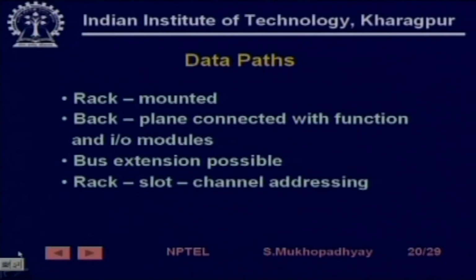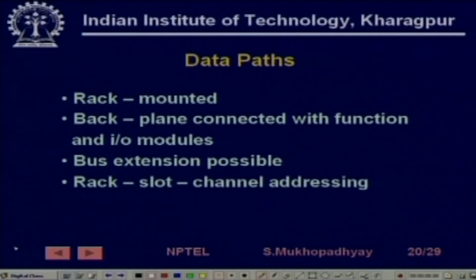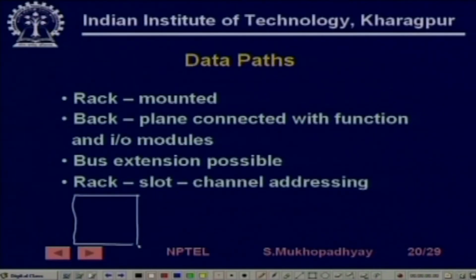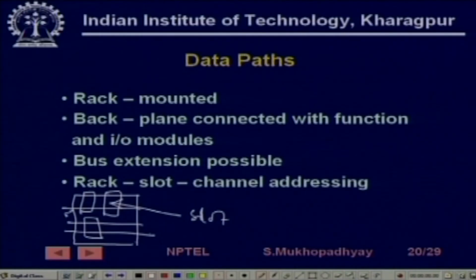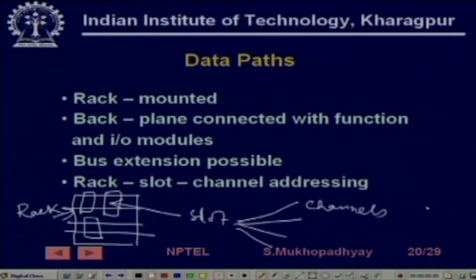So, the PLC, as we have said, is rack mounted, right. There are a number of racks, like an almirah. In each rack there are slots, and in each slot you can put I/O modules or CPU modules. Each slot contains several channels, right. So, there could be 8 analog channels. So, this is how I/O is actually organized.